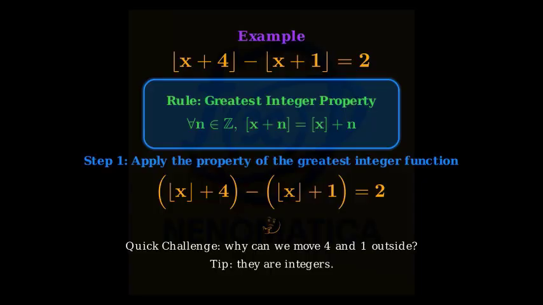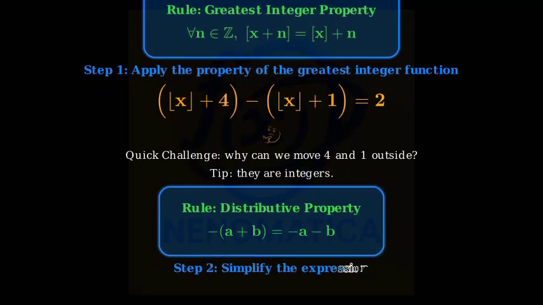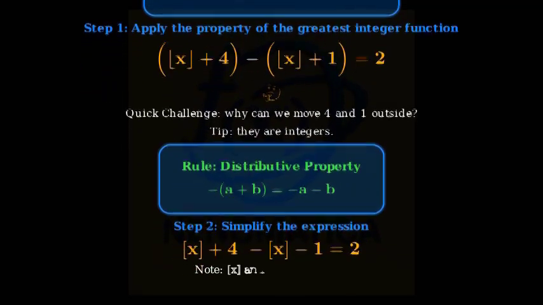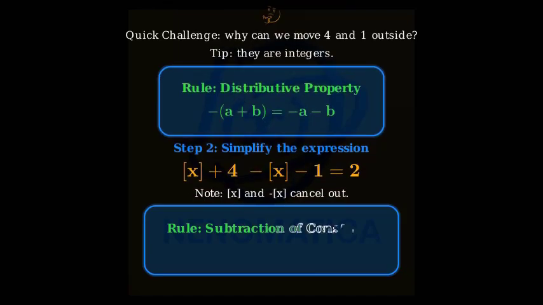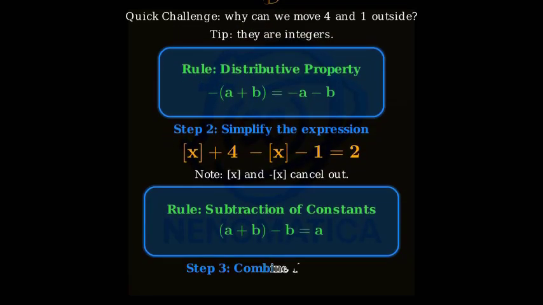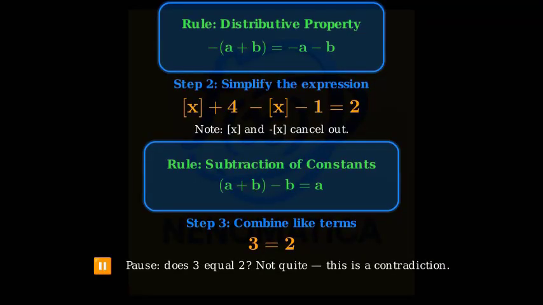Because they are integers. Step 2. Simplify the expression by distributing the negative sign into the second parenthesis and then remove the parentheses. Notice that floor of x cancels with minus floor of x. Step 3. Combine like constants. 4 minus 1 is 3, so we obtain 3 equals 2, which is a contradiction.